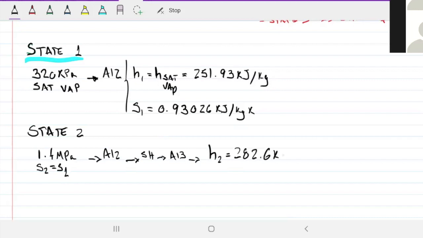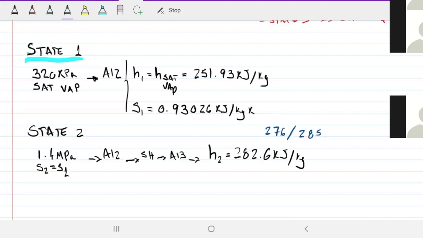I had to interpolate to get this value, and I interpolated between, I'll put it here just for your reference, 276 and 286. So I had to interpolate with these 2 values.